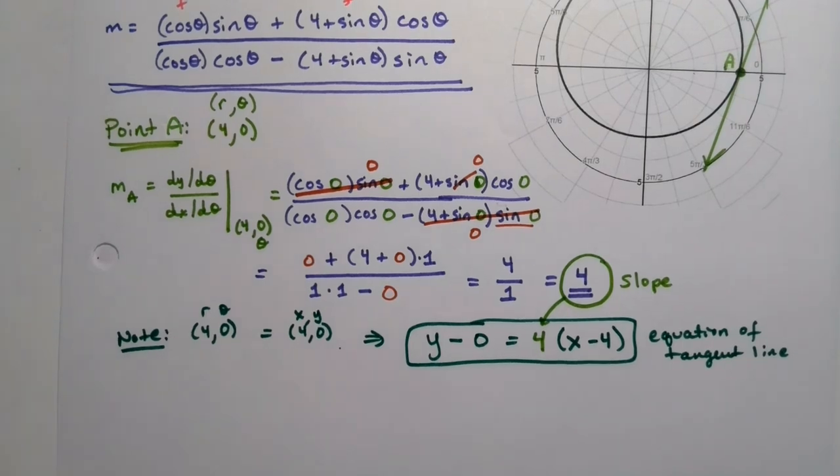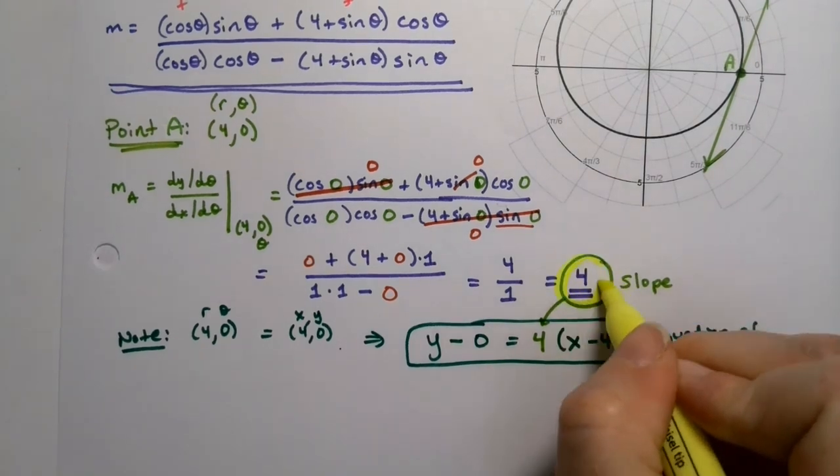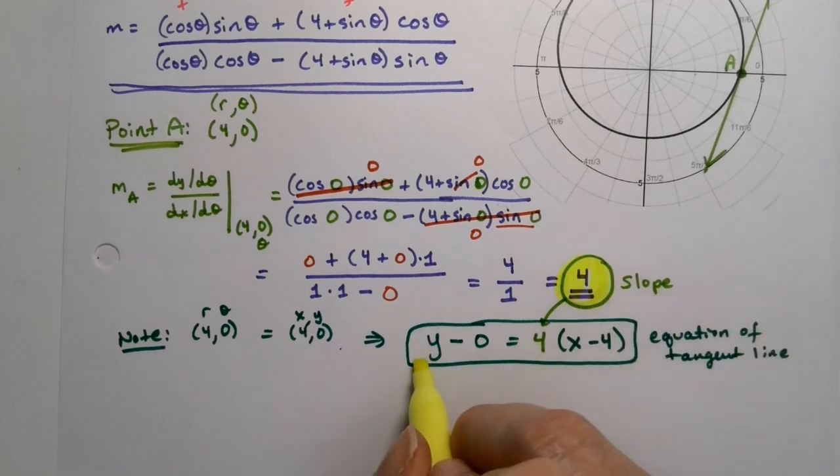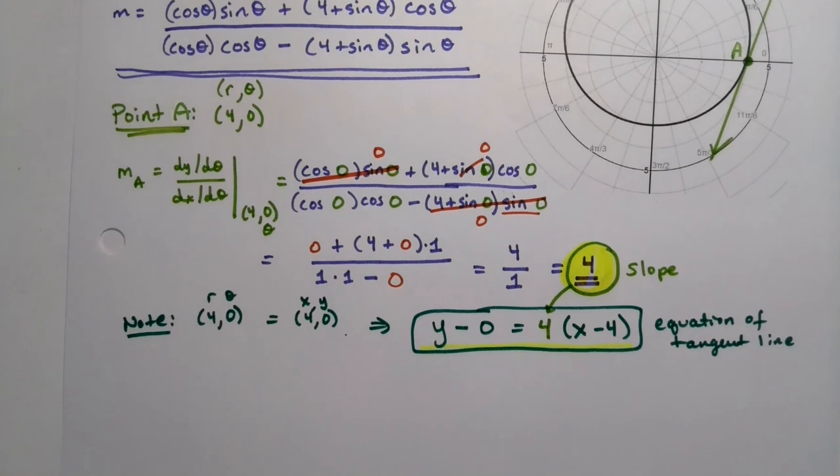Okay, so we answered the question right here. For point A, that's our slope, 4. And then I kind of used it to come up with the equation of a line that was unasked for. All right, let's do it all again, but with point B.